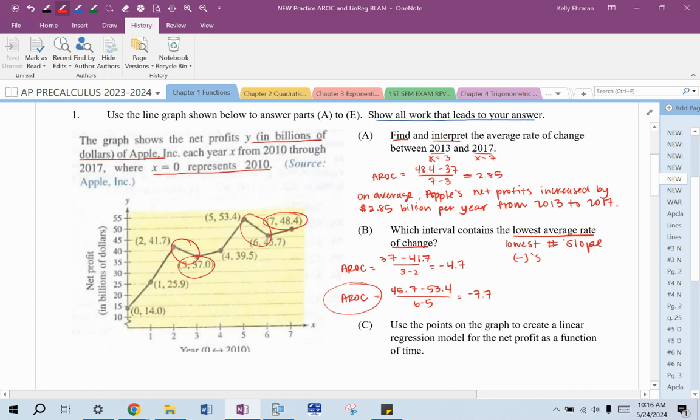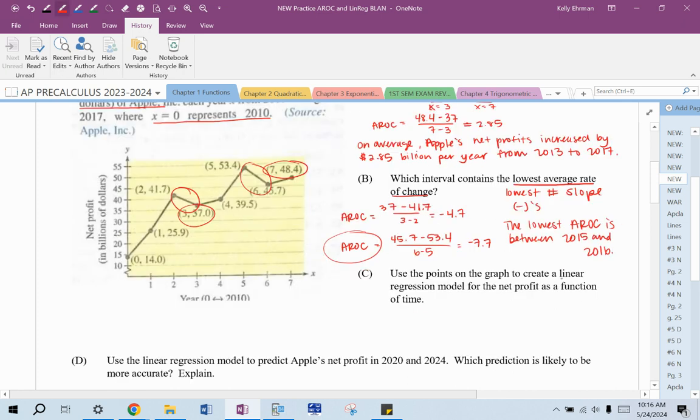So which interval contains the lowest average rate of change? I think you can abbreviate like this on your AP test. Lowest AROC is between, let's see, what are these years? 2015 and 2016. That's when Apple, translate that, lost the most money, right? Net profit was the most negative.